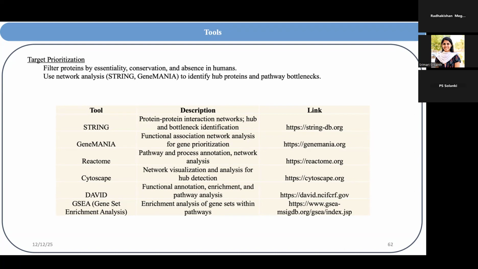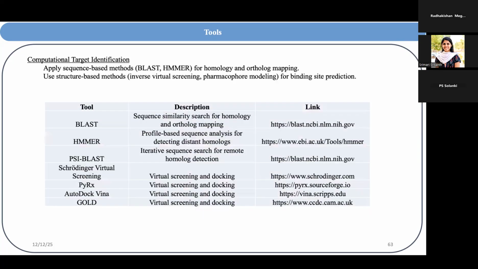In GeneMANIA, it analyzes the functional and association networks to prioritize the genes. Cytoscape is software for network visualization, and Reactome gives us very detailed pathway annotations. DAVID and GSEA, the gene set enrichment analysis. And for computational target identification, this is an integrated workflow. We use BLAST, PSI-BLAST and HMMER to identify the sequences.